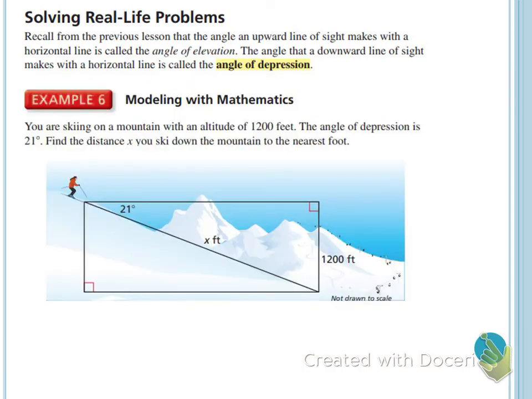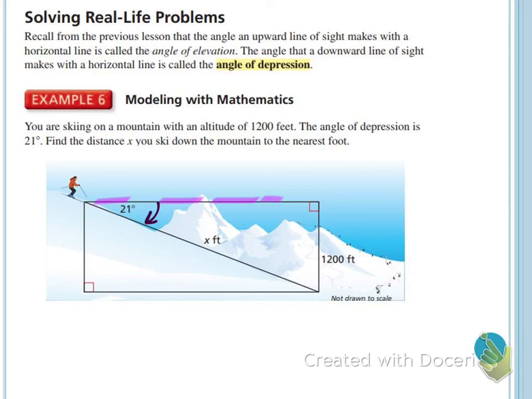You're skiing down a mountain with an altitude of 1,200 feet. What is another word for altitude? Height, yeah. The angle of depression is 21 degrees. So it's already drawn for you, but you can see the horizontal line and the angle opening downward as you go down the slope. Find the distance x down the mountain to the nearest foot. So, can I use the Pythagorean theorem here? No. This is an angle and a side. I don't have two sides. I can't find the third side. So, we're going to use a trig ratio. We need to decide which one.